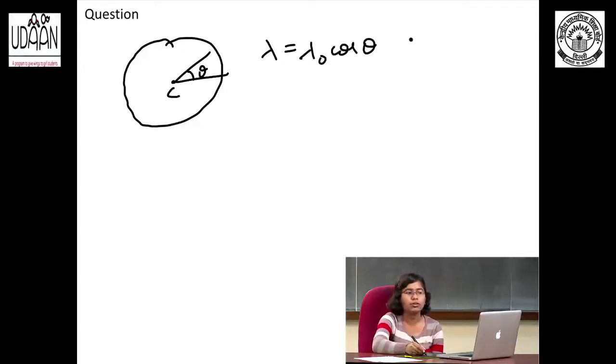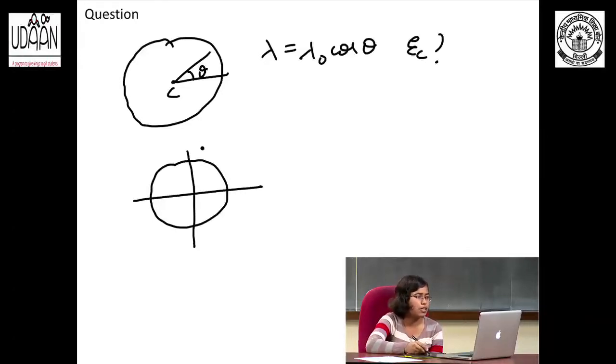Now let us do another question in which we have to find out the electric field at the center C, where we are given that the charge density is lambda = lambda naught cos theta. So we have to find the electric field at C. First of all, let us see the charge distribution on the ring. Since it is cos theta, it would be positive in the first and the fourth quadrant and negative in the second and the third quadrant.